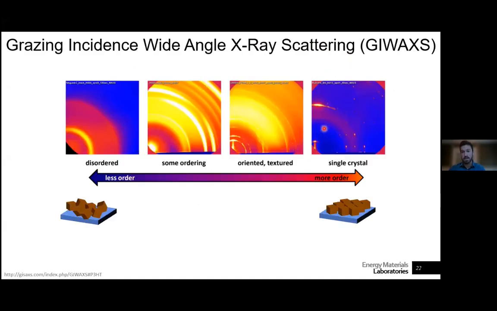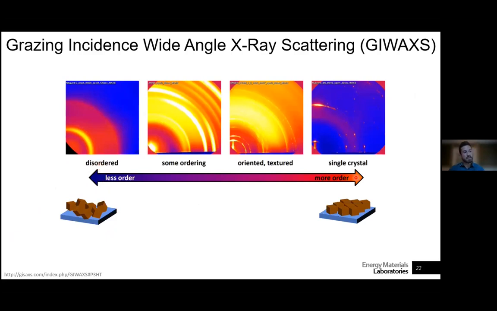Just to understand a bit more what GIWAXS means, well, if we have a very disordered material, we'll have a specific plane which have any possible orientation with respect to our substrate, and we'll get this kind of diffraction ring.